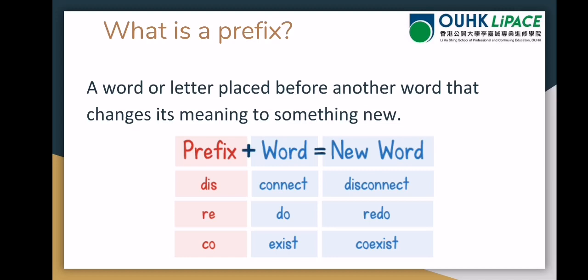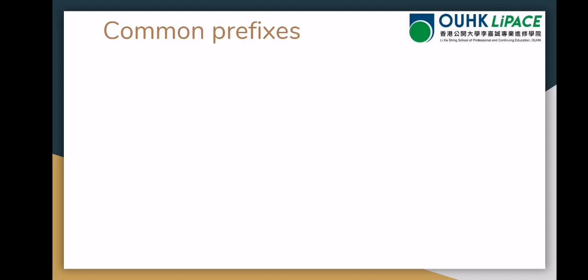Do means to do something. Re means again. Redo, do it again. Exist is to live. Co means together. Coexist means exist together. So these are examples of prefixes. They're actually very useful to know in your everyday life. So I'm going to go through some common prefixes that can help you guys, and they may even help you guess the meaning of new words you come across.